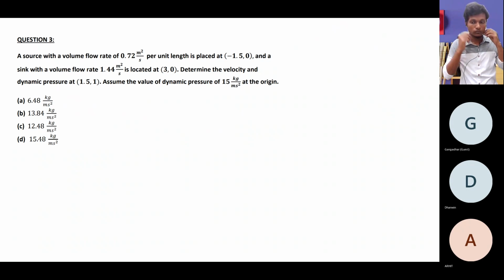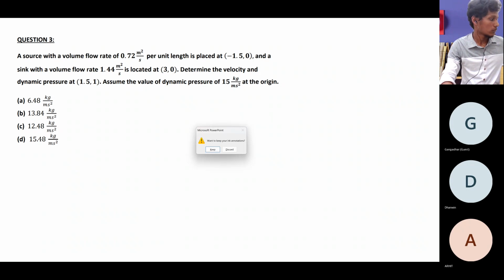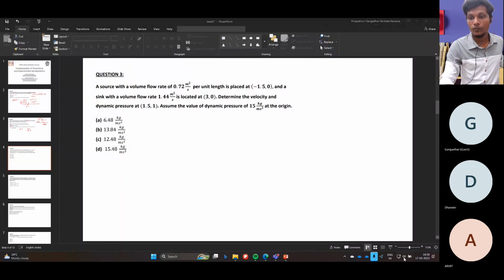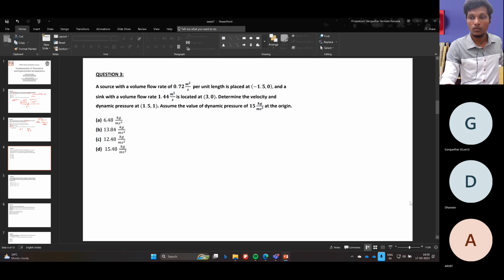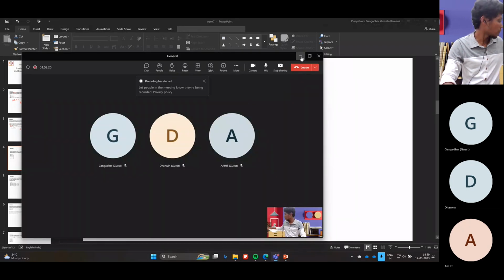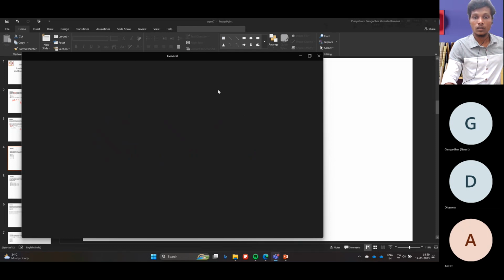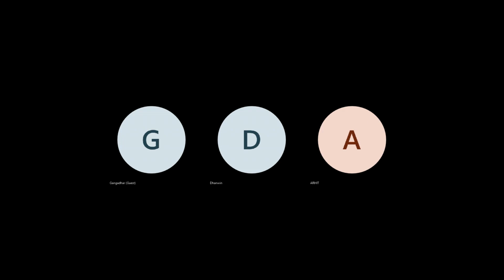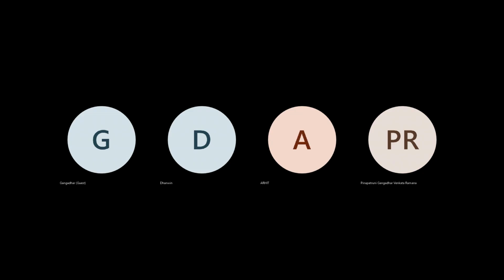Am I audible? Yes, sir, you are audible. Sir, your voice is a bit lesser. Hello? Yes, sir. Sir, your voice is very slow. Hello? Am I audible now? Yes, sir. Great. Sorry for the interruption.